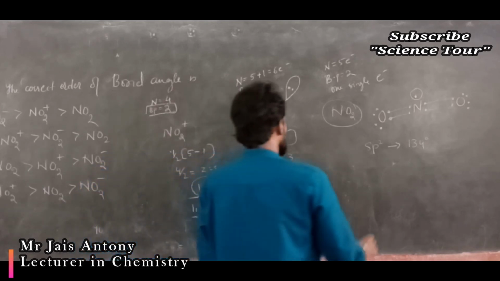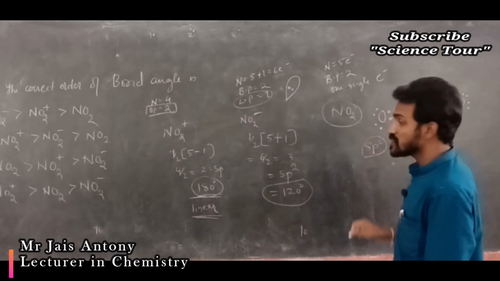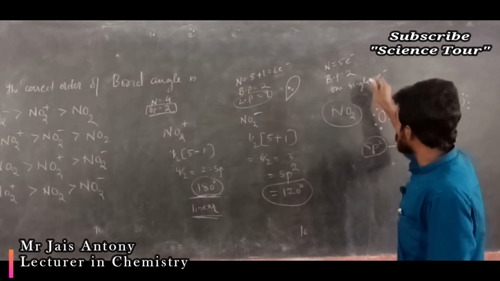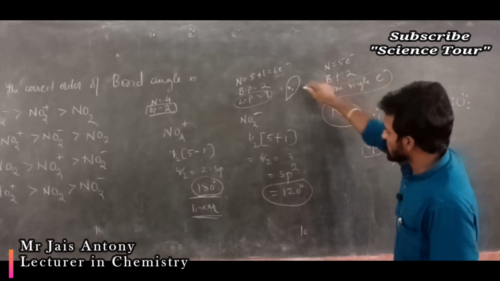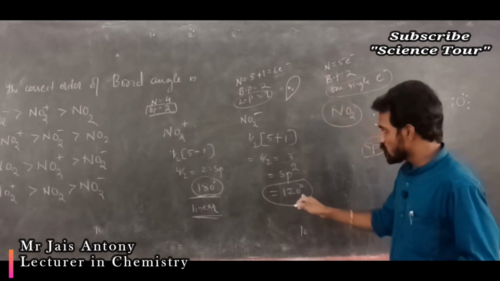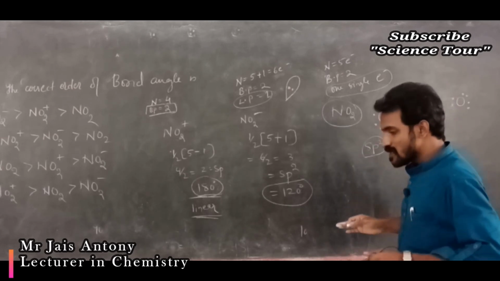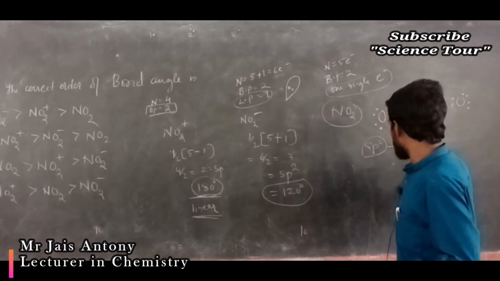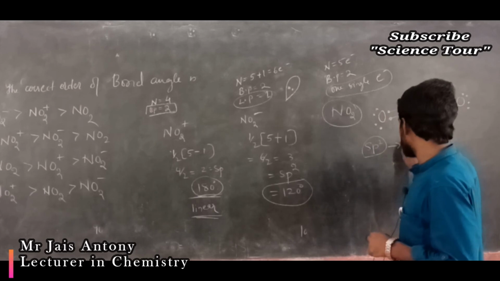Why is the bond angle 134 even though it is sp2 hybridized, greater than this one? Here only one single electron is there. One lone pair means repulsion is more, so it forms 120 degree. Here one single electron means repulsion is less compared to this one, so bond angle increases. Repulsion is less means bond angle increases, so it is 134.